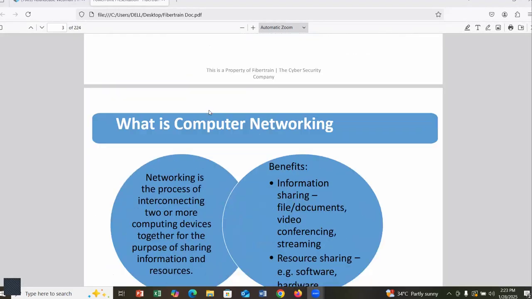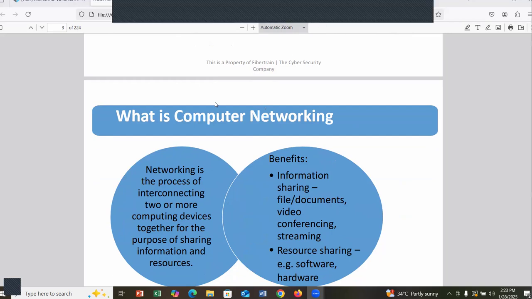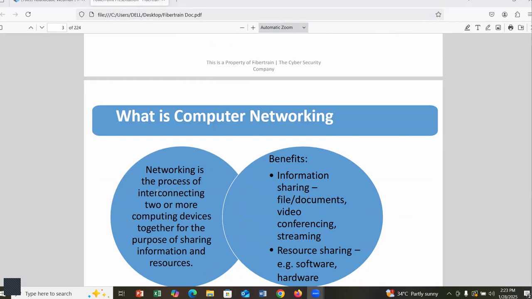The first thing here says what is computer networking. Computer networking is the process of interconnecting two or more computing devices together for the purpose of sharing information and resources. So basically, anytime we are hearing networking, what we must put in mind is that networking is the process of interconnecting two or more computing devices together. In a scenario where we are connecting two or more computing devices together, that is what networking is.